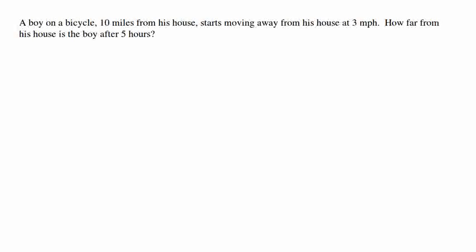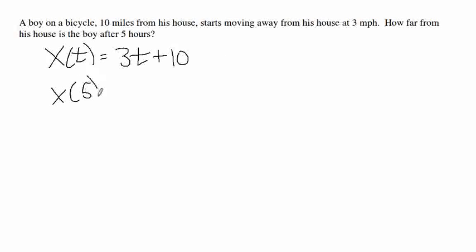So I'm going to use calculus language. So we know that, or you might know that, the distance from the house as a function of time can be given by this formula. Okay, so at time equal to 0, he's 10 miles away from his house, and after 5 hours, he's going to be 25 miles away from his house.